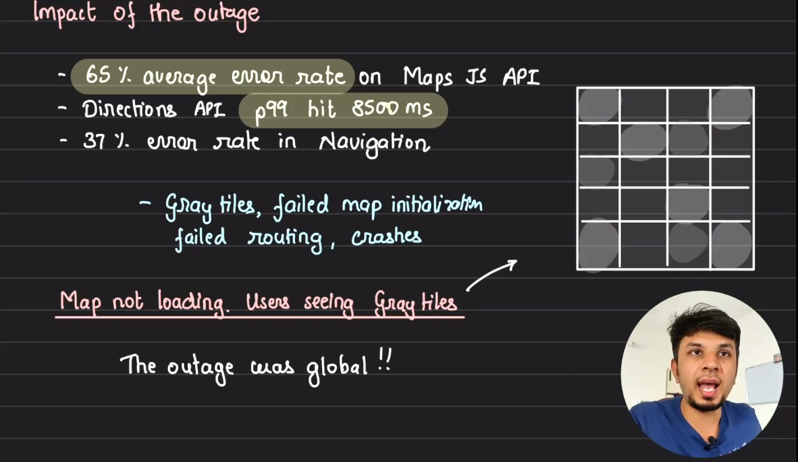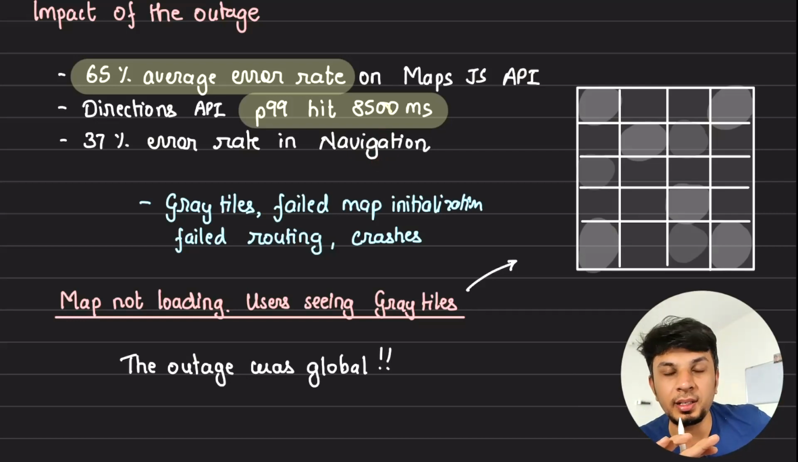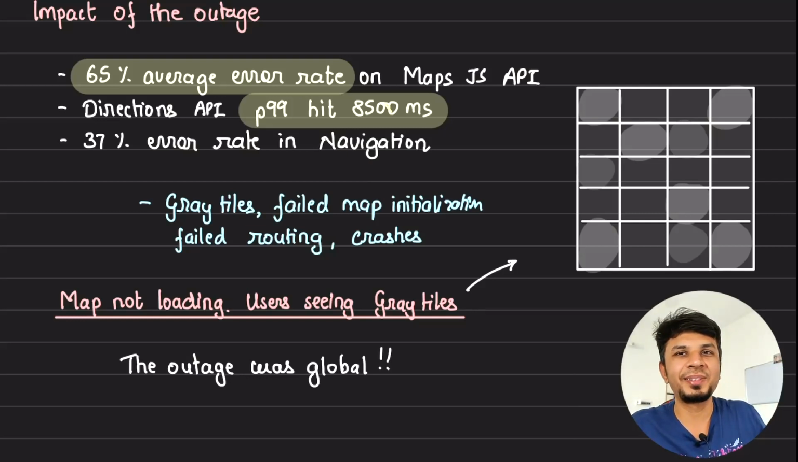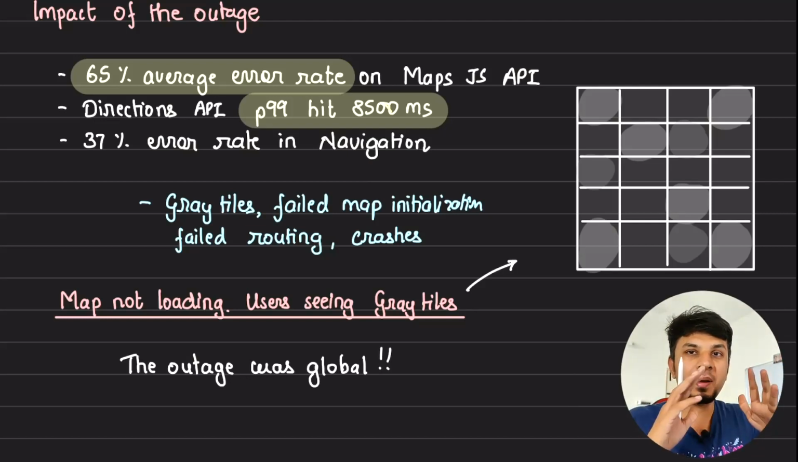During this outage there was a 65% error rate. That's an insane amount of error rate. Directions API P99 response time hit 8.5 seconds, 8500 milliseconds. So that's a pretty insane hit that Google Maps took during that outage. And there was a 37% error rate in navigation. So for someone using Google Maps for navigation, 37% of the requests were resulting in errors. Given the scale of it, you can see how major an incident this was, right?